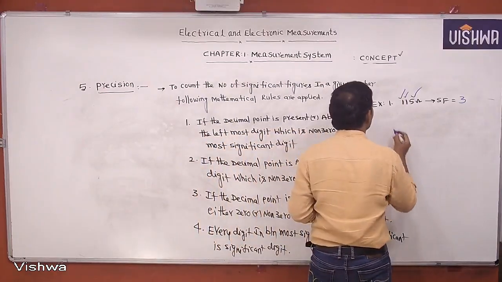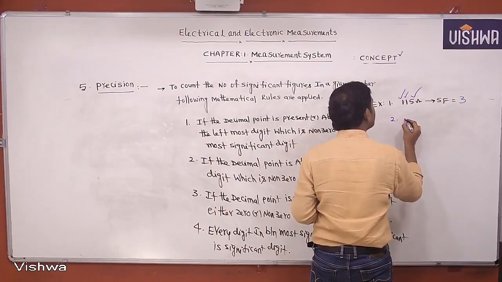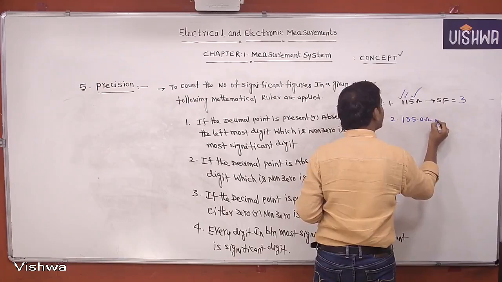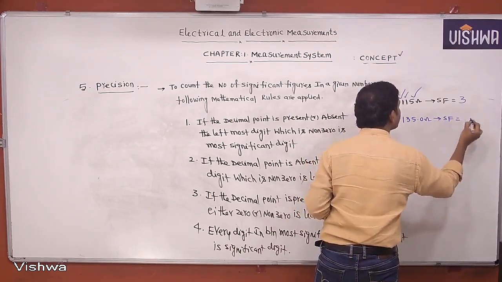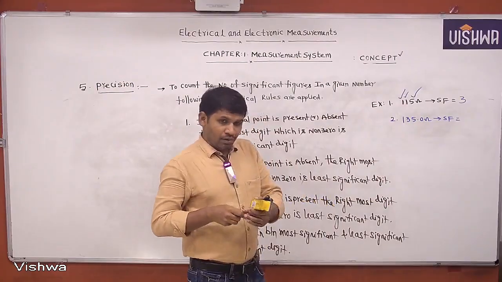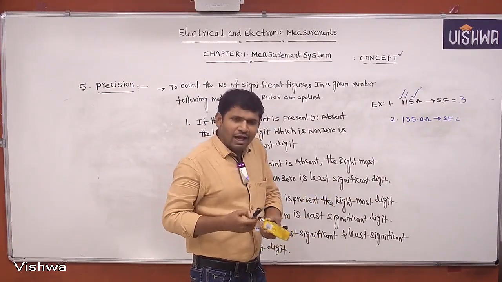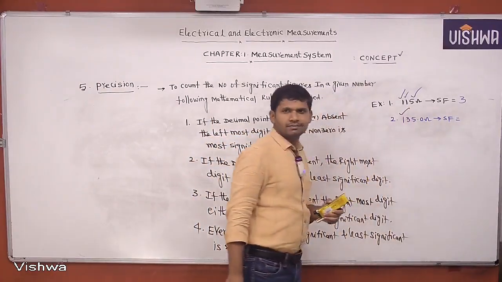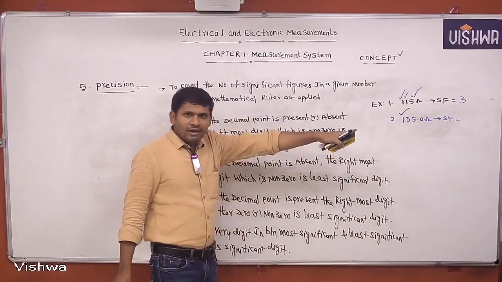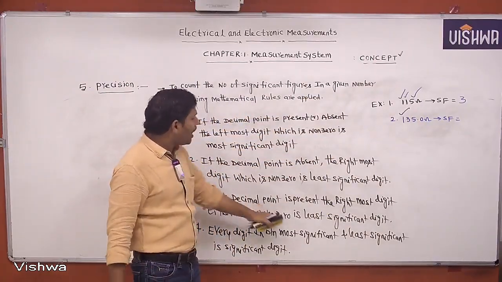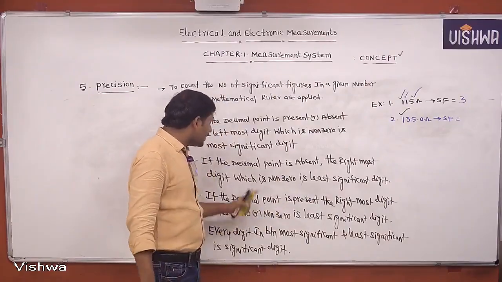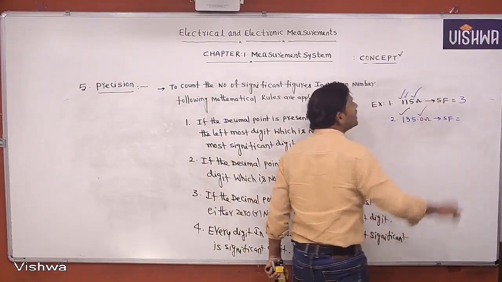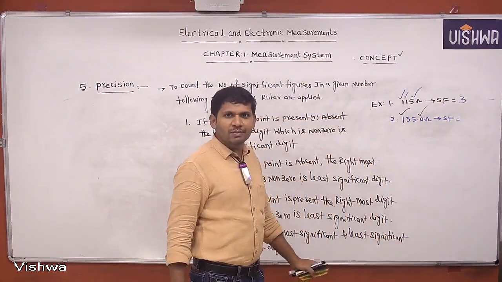Example 2. If it is given like this, 135.0 ohms we are measuring. How many significant figures? The leftmost non-zero is the most significant digit. But here the decimal point is present. If the decimal point is present, the rightmost digit, either 0 or non-zero, is the least significant, because the decimal point is present.